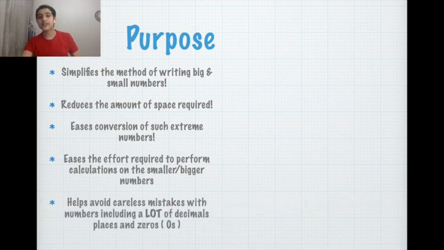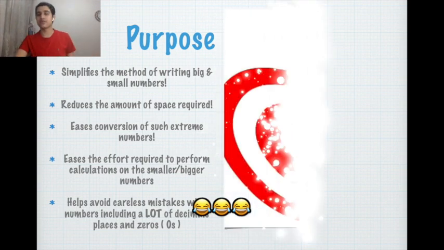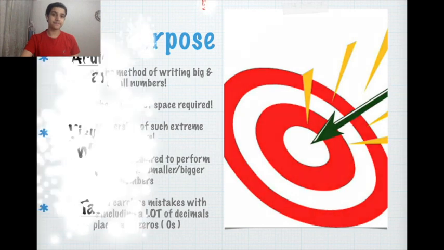It also helps avoid careless mistakes with numbers including a lot of decimals or a lot of zeros. Why did I switch to that accent for a second? Yeah, forgive me. So if you're writing a number, let's say 50 zeros, yeah, that's a thing, you would have to write 0 50 times, and you might actually mess up or make a silly mistake, causing a big mistake.